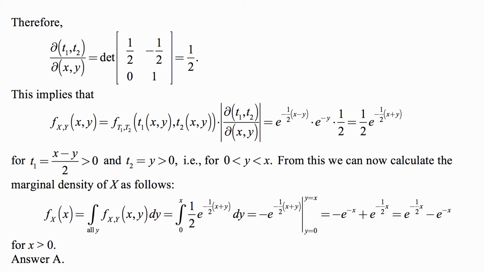And the value at Y equal to X is, well, minus e to the minus 1/2 (X plus X). So 2X times 1/2, well, that's just X. So the first expression is minus e to the minus X. And the second expression at Y equal to 0, and we're subtracting it, is minus e to the minus 1/2 X. A minus gives us plus. And therefore this we can write as e to the minus 1/2 X minus e to the minus X for X greater than 0, which is answer A.